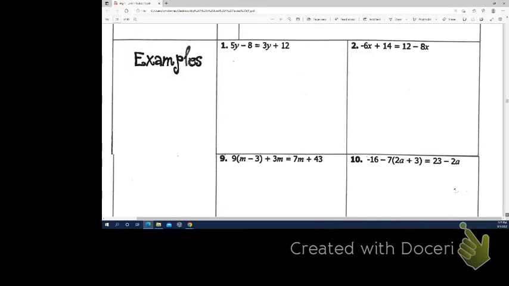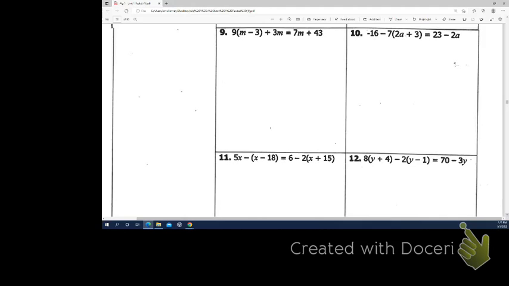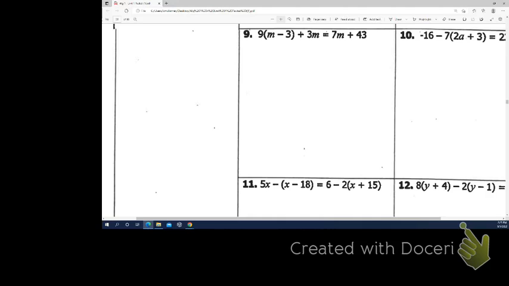So those didn't have a step 1, but we get down to 9 and 10, and they do. Okay, so let's look at first at number 9. So in number 9, I see that I need to distribute, because I see parentheses. So I've got a lot of simplifying to do on the left side of the equal. So I'm going to distribute first, get rid of those parentheses. So I took the 9 times both things inside. Everything else at this point is just being rewritten.